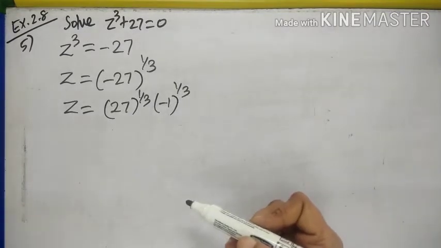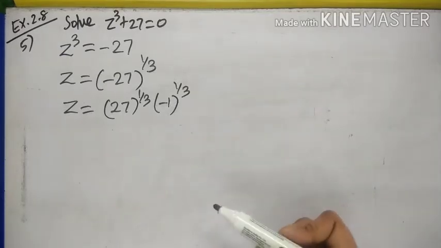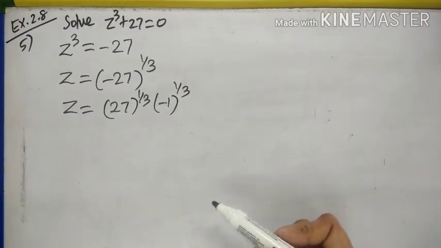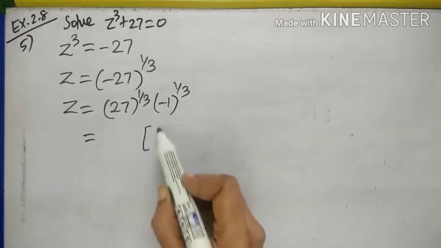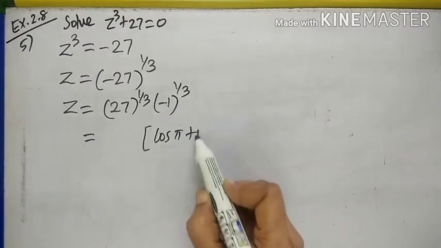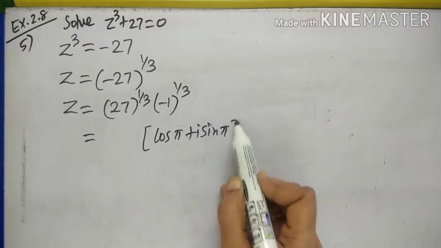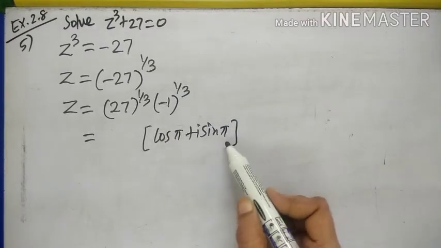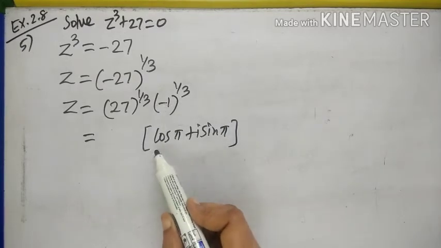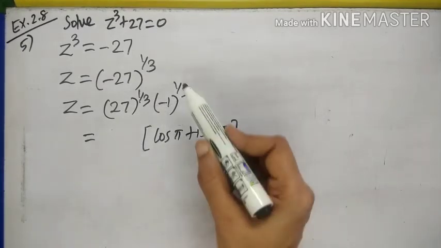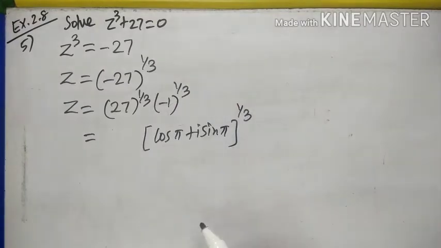In the previous classes, we have learned certain polar forms to be remembered. Minus 1, I will write as cos pi plus I sin pi. Plus 1 means cos 0 plus I sin 0. Minus 1, we have to remember it is cos pi plus I sin pi, the whole power 1 by 3.